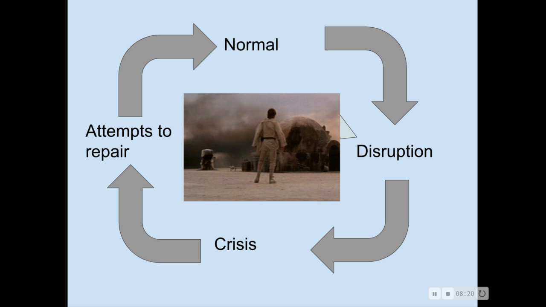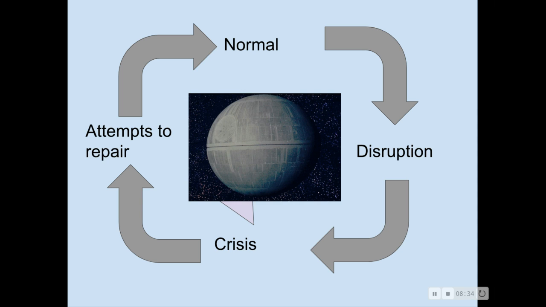And Luke thinks, oh no. And that starts off a series of adventures that Luke goes on because his normal has been broken up. He can't stay at this farm anymore. And eventually, we reach a crisis. The evil empire, the one that attacked his farm, they have a huge Death Star, a planet-destroying space station. But Luke doesn't give up there.